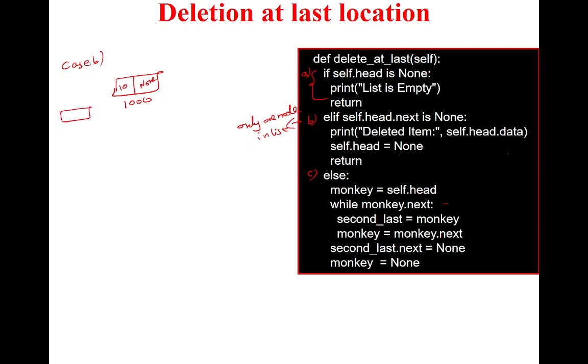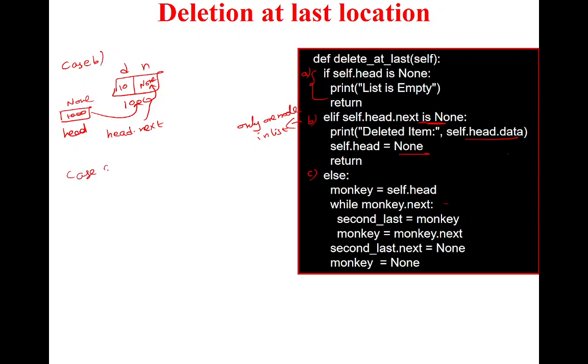This is the head. If there is only one node, the head, this is the data, this is the next. So head of next, what is head dot next? Head of next is nothing but this point. Head is nothing but this whole point. If the head of next is none, then we can say there is only one node. Then the item will be deleted, and we are assigning none to the head. That is case B.